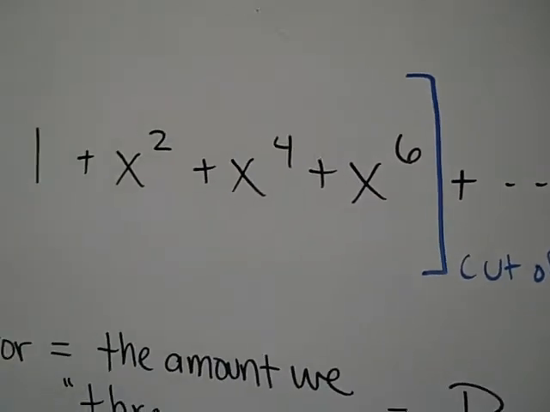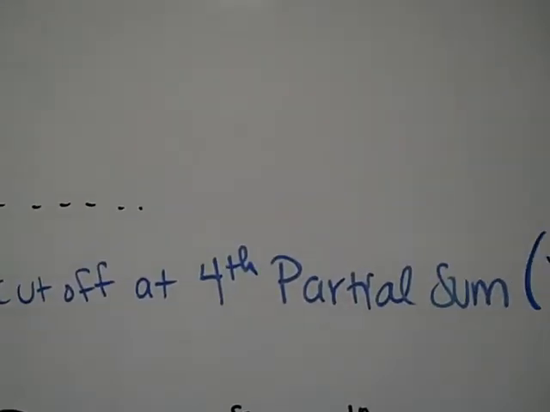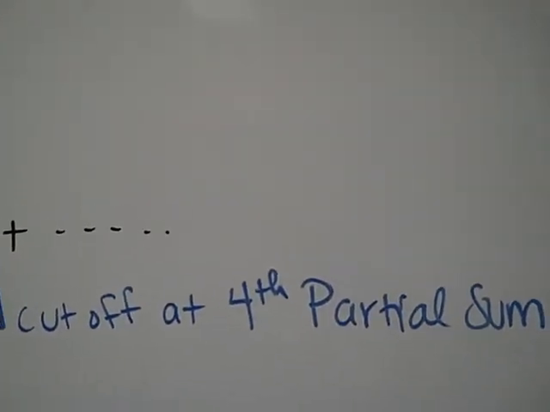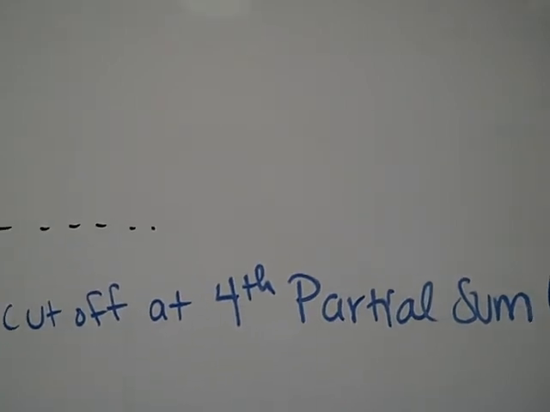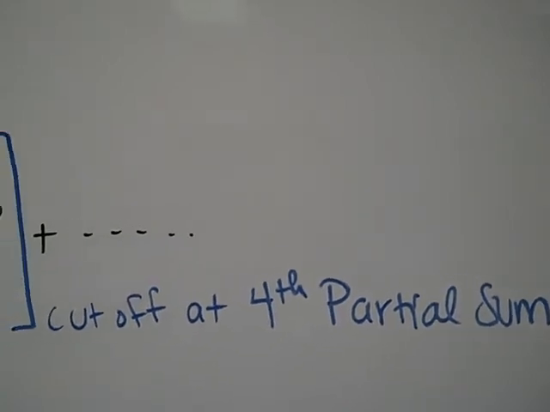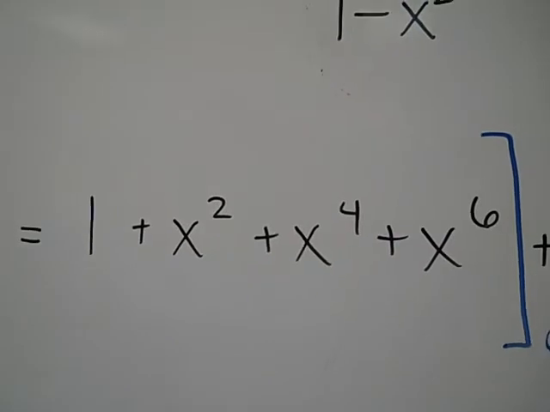I'm going to cut this off at my 4th partial sum. It's not a 4th degree polynomial like when we've been talking about the Taylor series. It's a 4th partial sum, meaning I have 4 things.